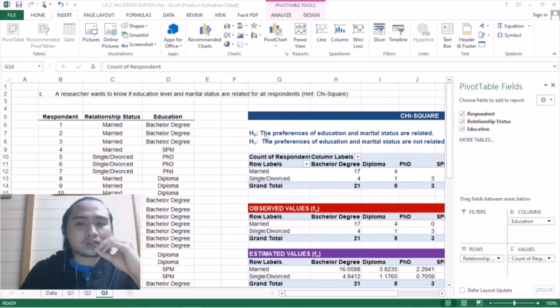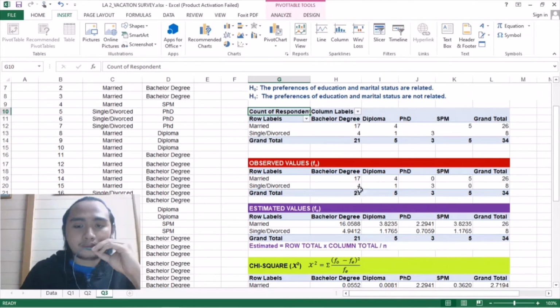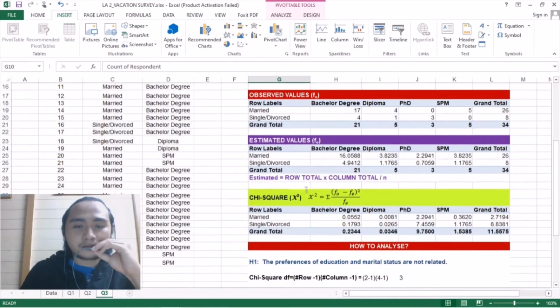So for the next question, the first thing we need to do is create a pivot table and choose this table. Put education on column, relationship on row, and respondent on value. For the value, change sum to count. Next, create another table of the observed values with the same information. For the expected values, use the formula row total times column total divided by n.